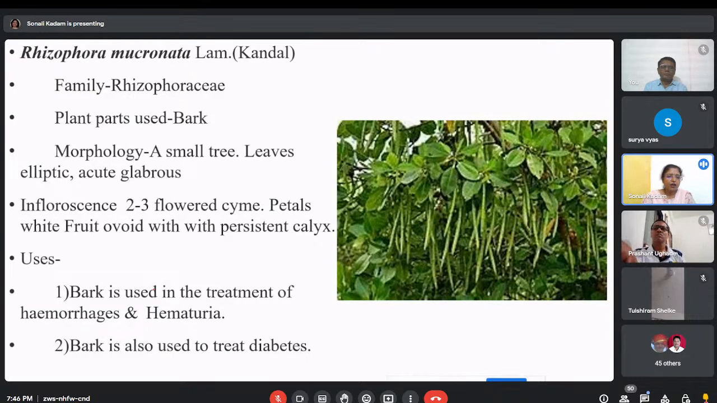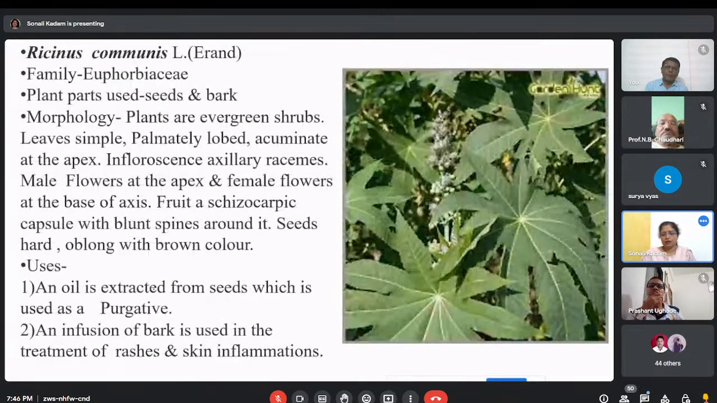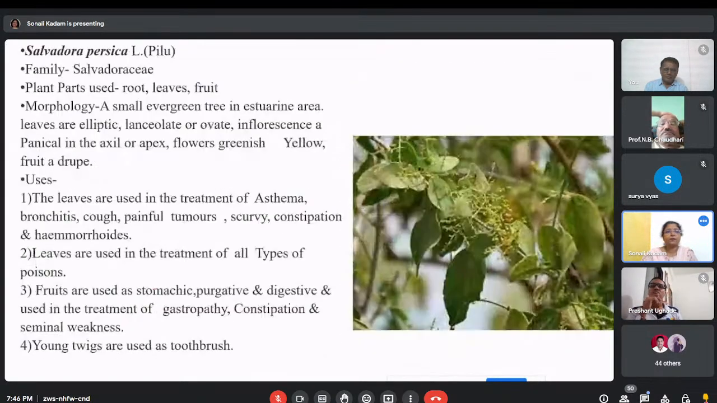The bark of this plant is used for hemorrhages. Okay, that is, whatever bleeding problems come along with the blood, blood hemorrhage is treated with this bark, and it is also anti-diabetic in nature. Then Eranda, it is also around us. The oil is extracted and it is purgative in nature. Also in jaundice, the juice of these leaves is consumed to cure the jaundice. Then the bark is also used for rashes and skin inflammation.